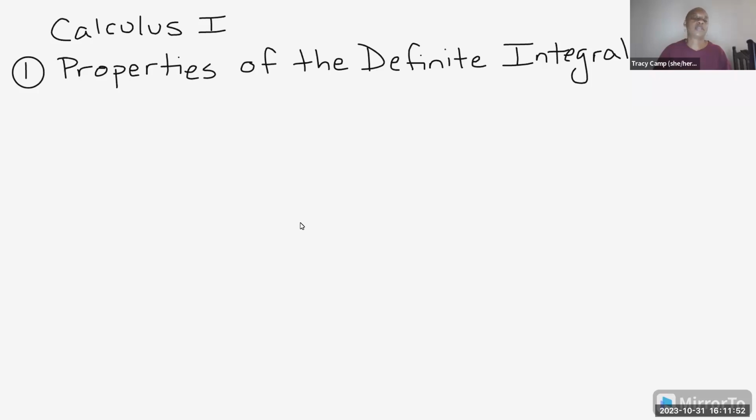So don't feel like there's something wrong if the property doesn't make sense right now. I just want you to practice using it. And then next week, the clouds will part and the light will shine, and you'll say, oh, it all makes sense. That will happen next week. Okay. So I'm going to write the properties down now.